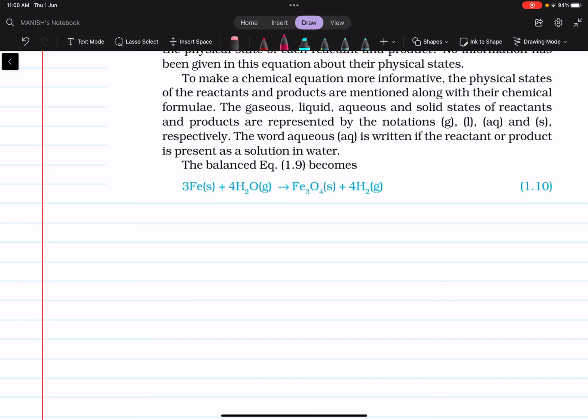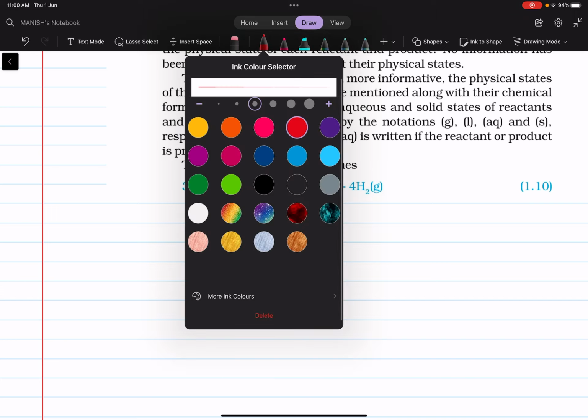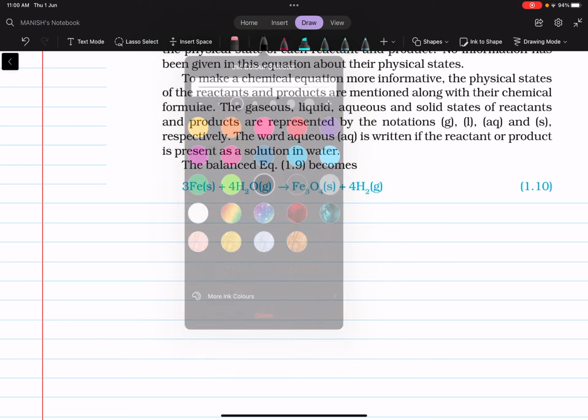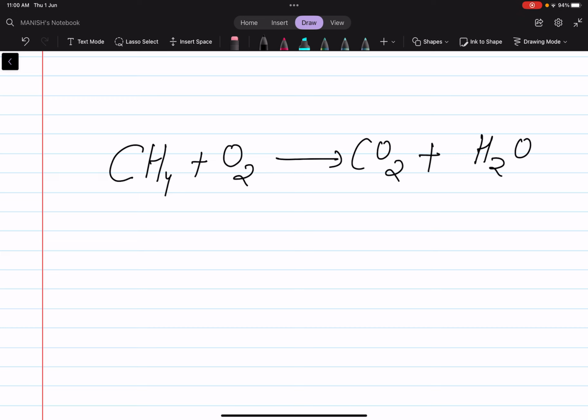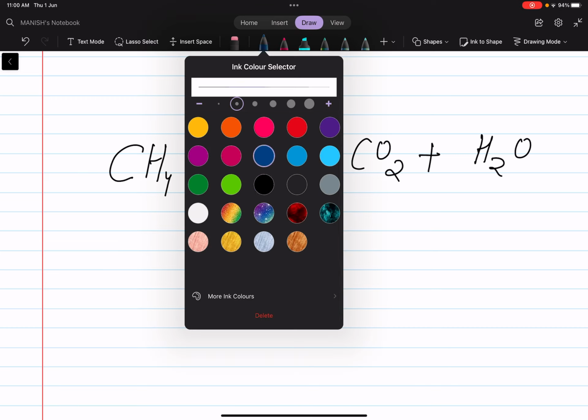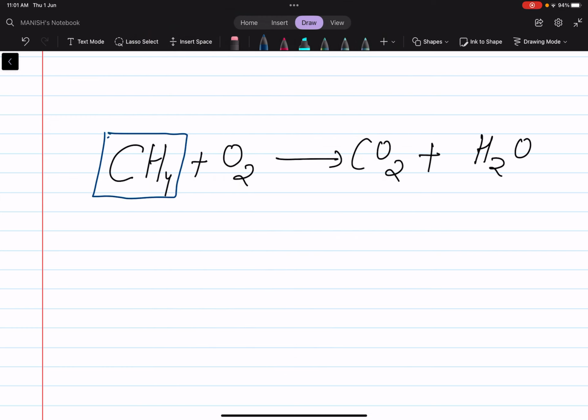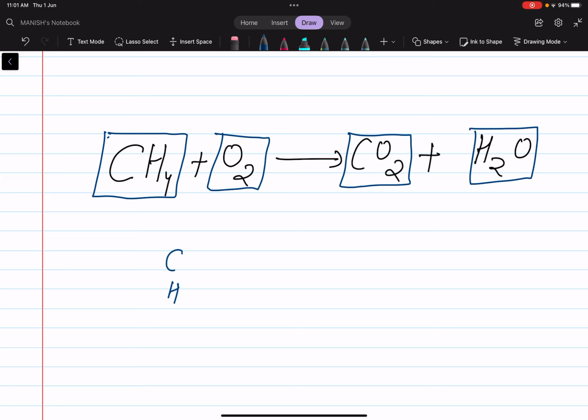Let's try with some different example. Suppose methane reacts with oxygen and prepares carbon dioxide and water. So step 1 is to prepare boxes around the reactants and products. Now we will not make any changes inside these boxes. Step 2, we will count all the atoms present on the left and right hand side, including their numbers.